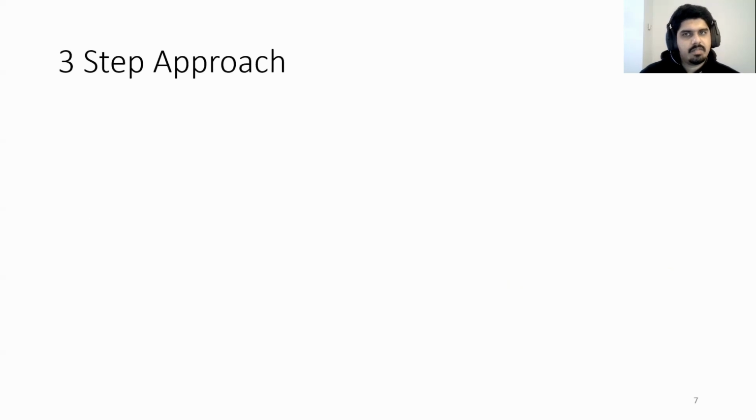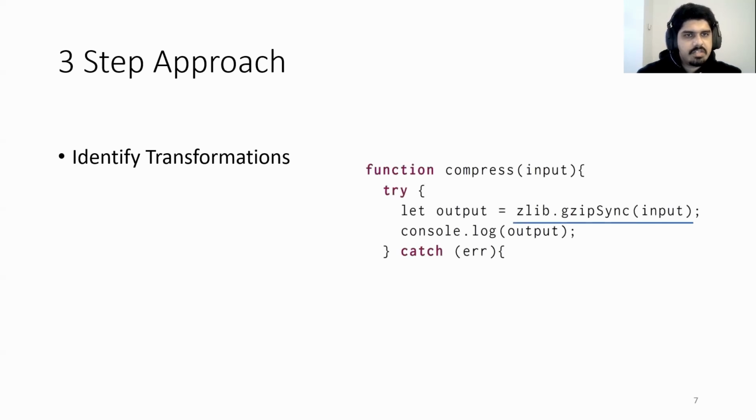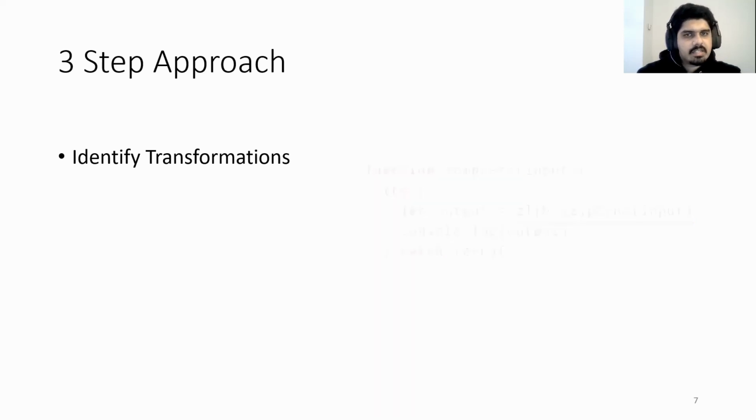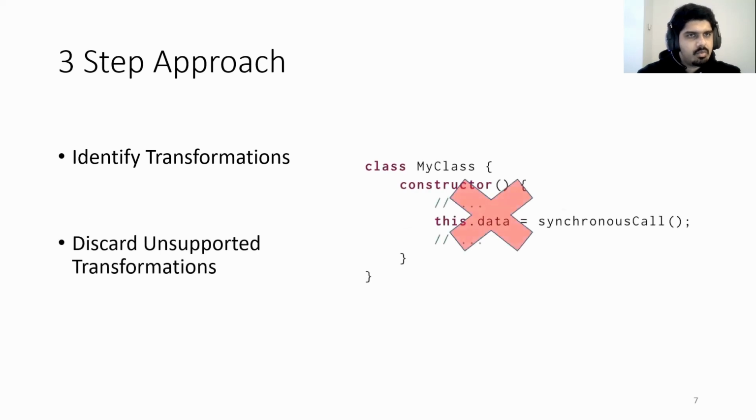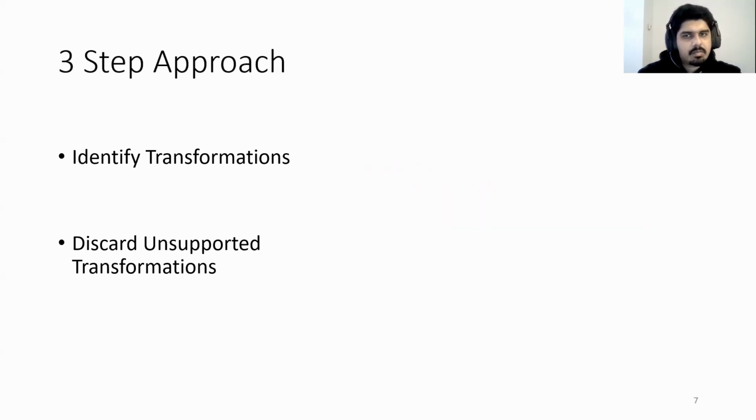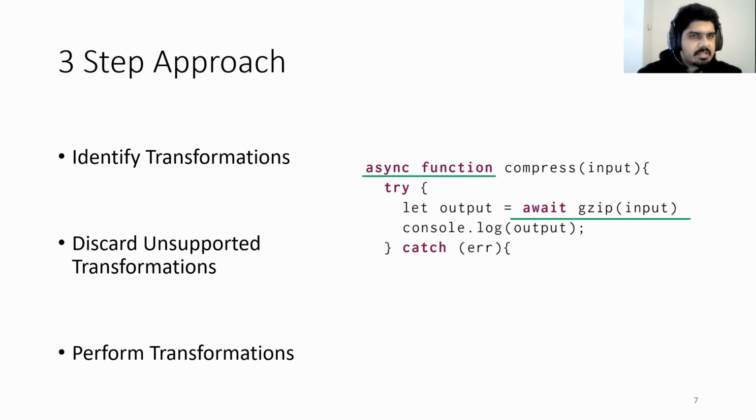And how do we plan to achieve this? We have gone about this with a three-step approach. The first step is to identify candidates for transformation. In our example, we have gzipSync as a likely candidate for transformation. The second step is to discard transformations that we do not support. There may be some cases in which we cannot transform the code, and we will discuss this in detail in the further slides. And the last step is to actually apply the transformations to those candidates which we've identified. In this case, it is converting the synchronous gzip call into an async gzip call with an await and making the compress function async.